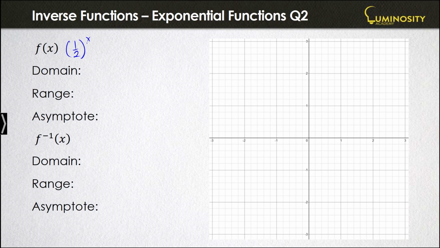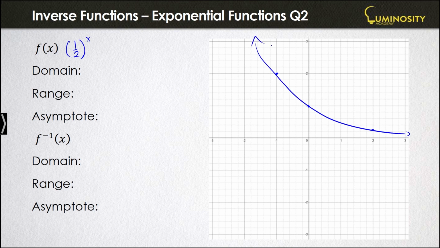So (1/2)^x. When x is 0, this is 1. And when x is 2, this is actually going to be really low. It's going to be around 1/4. So probably around here-ish. And when x is -1, this is actually going to be 2. So now we can create this nice easy graph along here that looks kind of like that.